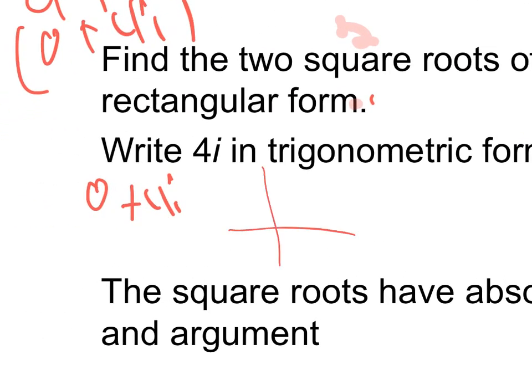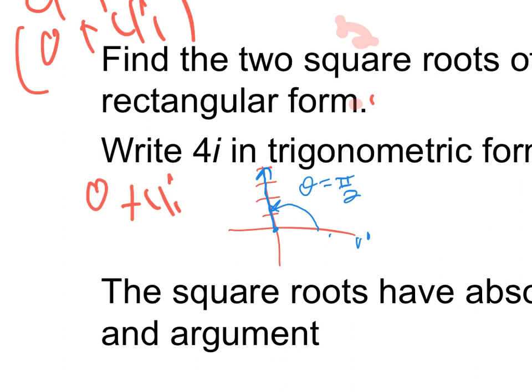Go 0 left and right, but go up 4. It's this vector here. So what's the angle of that vector? What's the angle between the 0 degrees here? Well, that's 90 degrees. So I'm going to say pi over 2. Theta is pi over 2. I'm going to be very fancy.